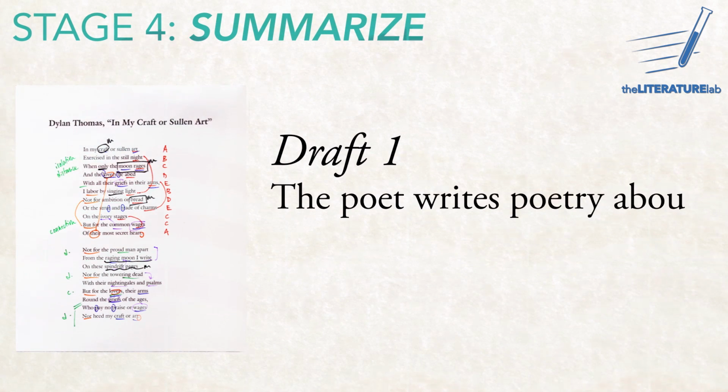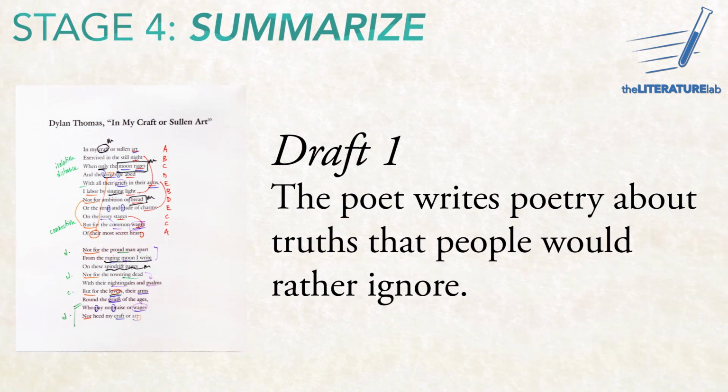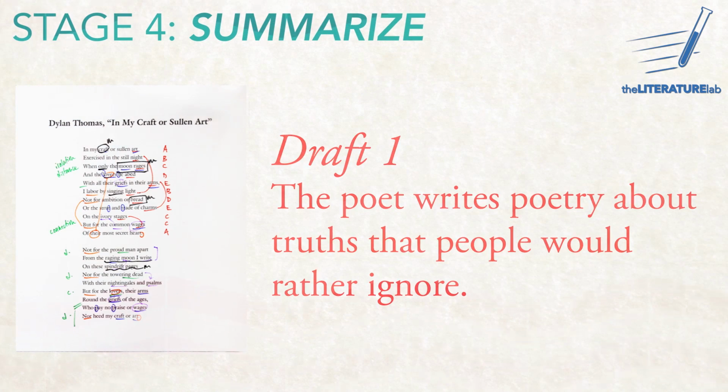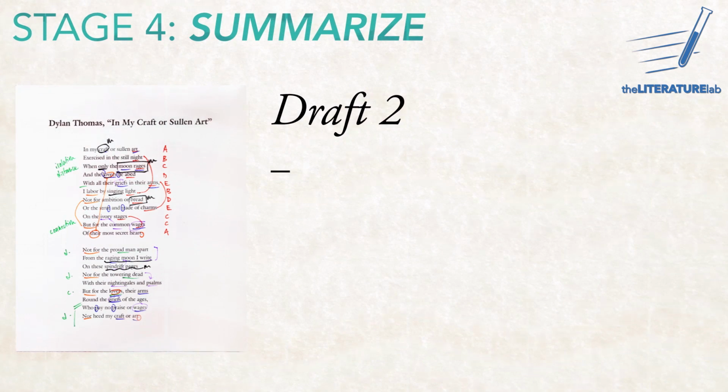The poet writes poetry about truths that people would rather ignore. There's something about that draft that doesn't quite satisfy me. It's not saying enough about what it is about those truths. So let's add an example, and let's add that idea of stubbornness into the thesis statement, because we want a single statement that's going to encapsulate the whole complexity and depth and range of this argument. So here's the second draft.